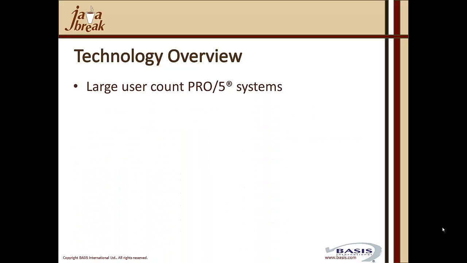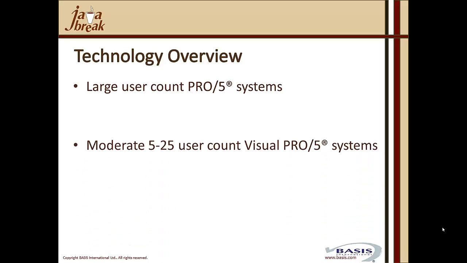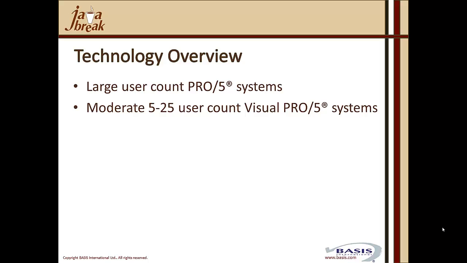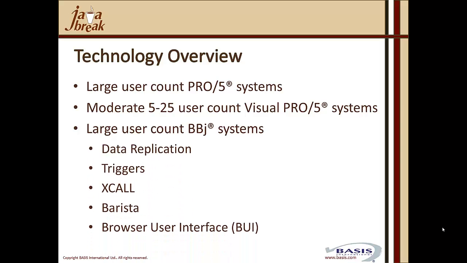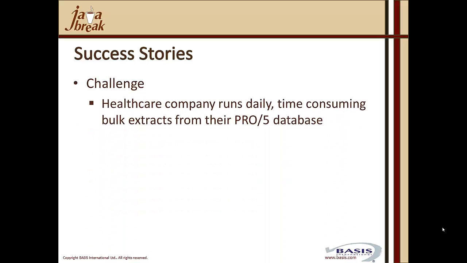So firstly, the technology overview. Some of them are large user count Pro 5 systems. Some of them are moderate 5 to 25 user count Visual Pro 5 systems. And there are a couple of large user count BBJ systems. We'll be looking at how customers have taken advantage of data replication, used triggers, used Xcall, Barista, and the browser user interface to solve their business needs. Let's look at the first one.